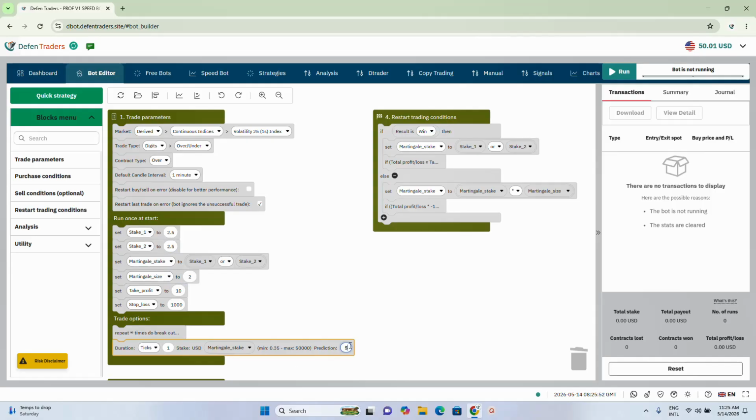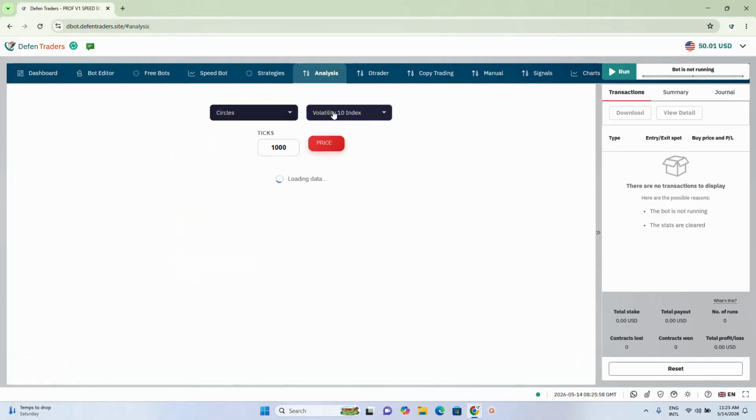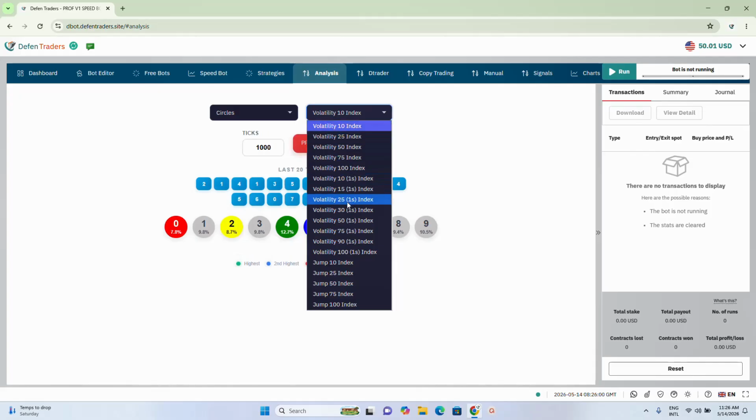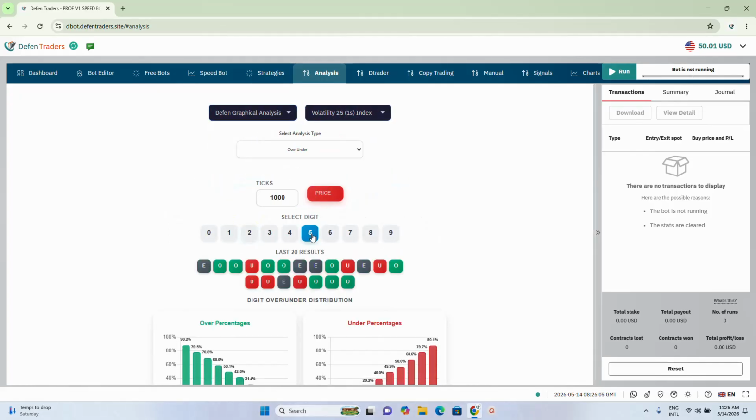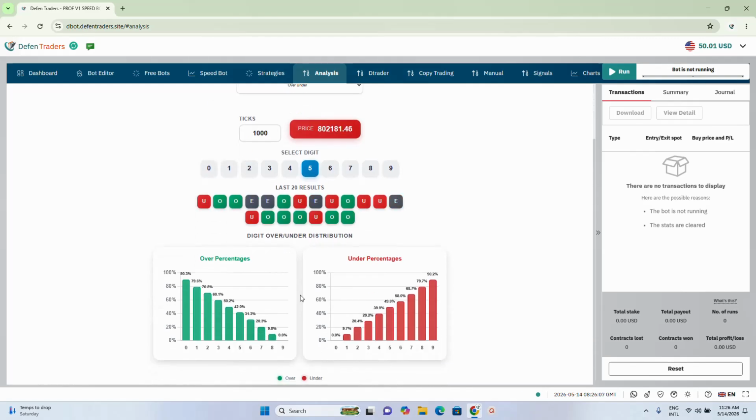Then hapo kwa prediction nitaweka 5 hivyo. So my bot is set, stop loss itabaki hivyo, martingale itabaki hivyo. So I'll go back again to my volatility 25, niweke graphical that way, then hapa kwa select digit niweke 5. So my digit 5 inafaa ikuwe above okay 41%, yangu iko 41.7.